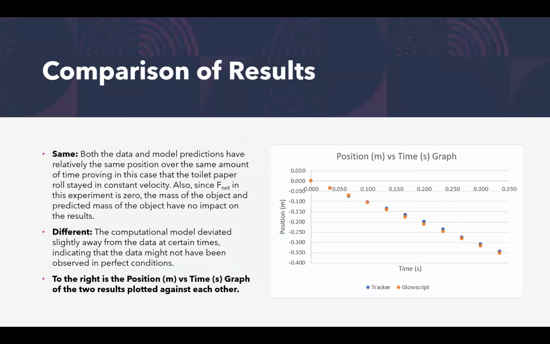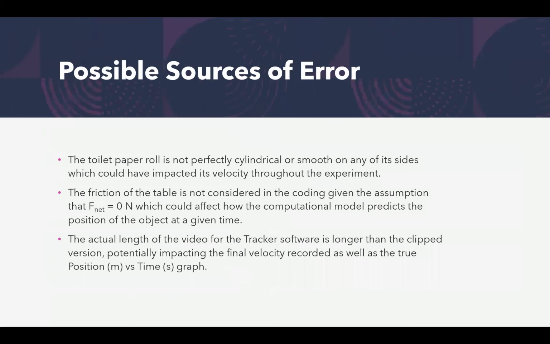When comparing the results of the visual and computational data, it becomes apparent that Newton's second law holds true in this scenario. Both the data and model positions had relatively the same position versus time graph based on the scatter plots to the right, and the true mass of the object and the approximated mass of the object did not impact the results. The only difference that should be noted is that sometimes the computational data deviated from the observed data, so the data might not have been observed in perfect conditions.